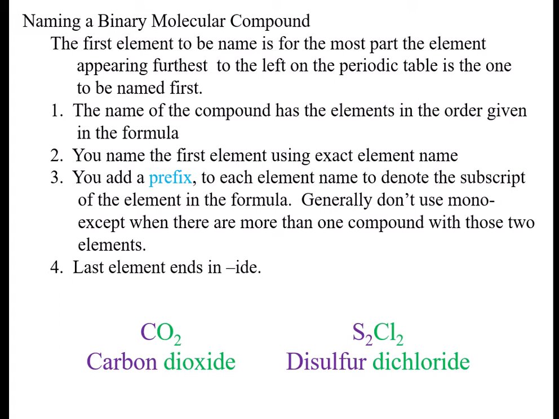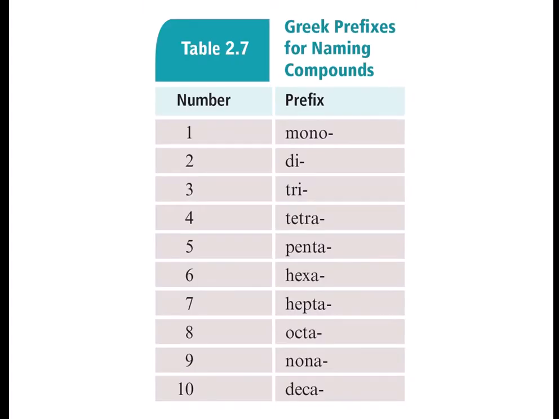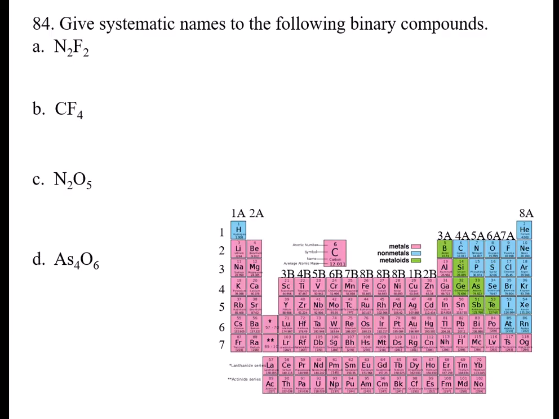So let's practice some of those. First of all, here are the prefixes. You need to know the first 10: mono, di, tri, tetra, penta, hexa, hepta, octa, nona, and deca. So you need to know those 10 prefixes. Okay, so I'm going to go ahead and start doing it.